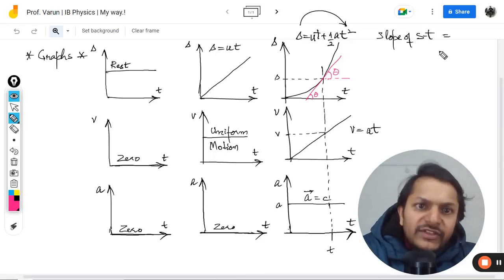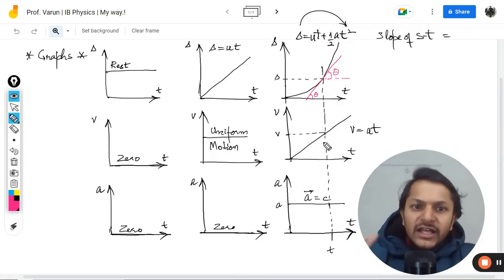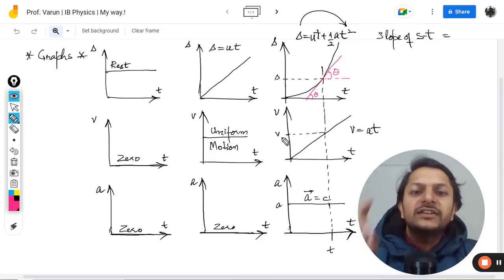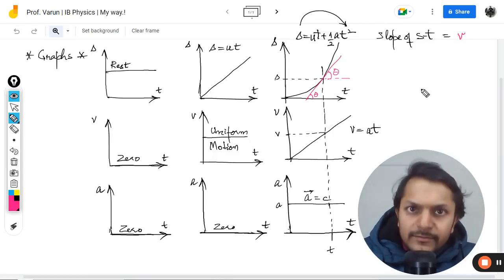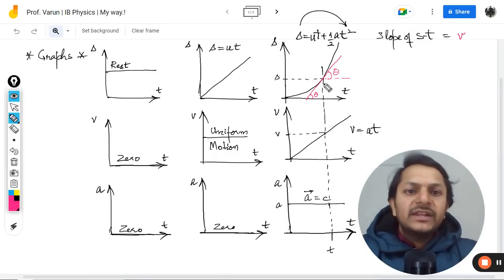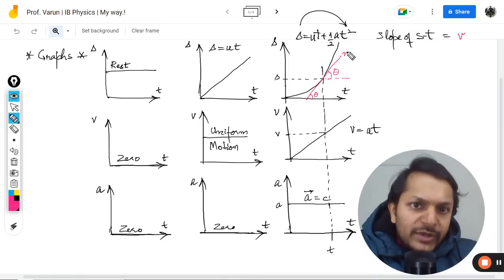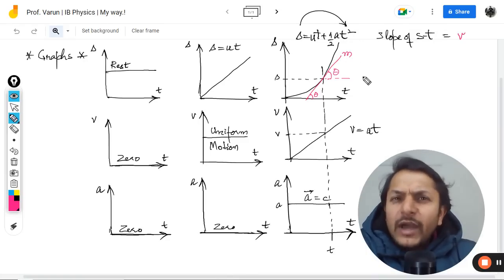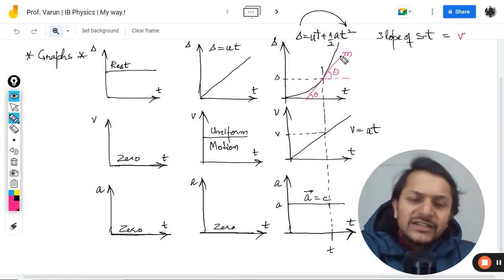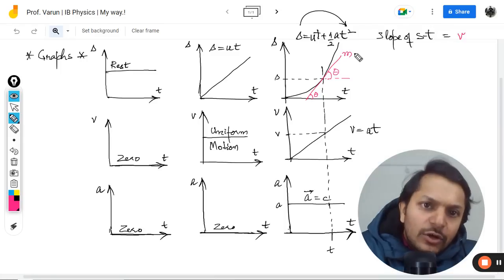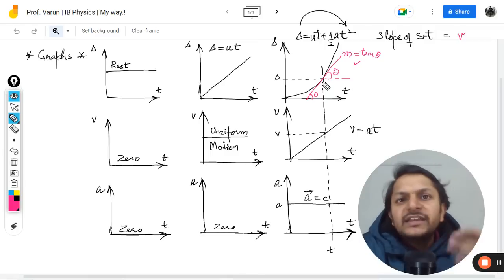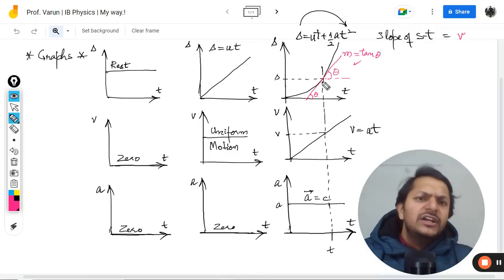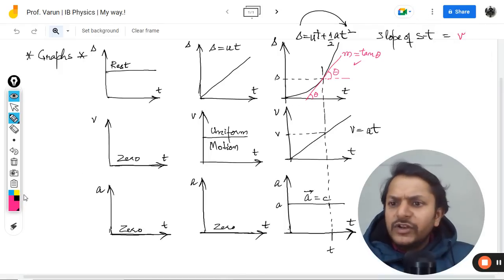So the slope of this, which is actually equal to tangent theta, will be equal to the instantaneous value of the velocity. So this will be equal to v. So I repeat, the slope is generally written as m, like y is equal to mx plus c from maths. That is why I'm relating that. So this slope m is equal to tangent theta, mathematically speaking, isn't it? Now you can relate this with your maths, like maths AHL. So the slope of the st curve is equal to velocity.